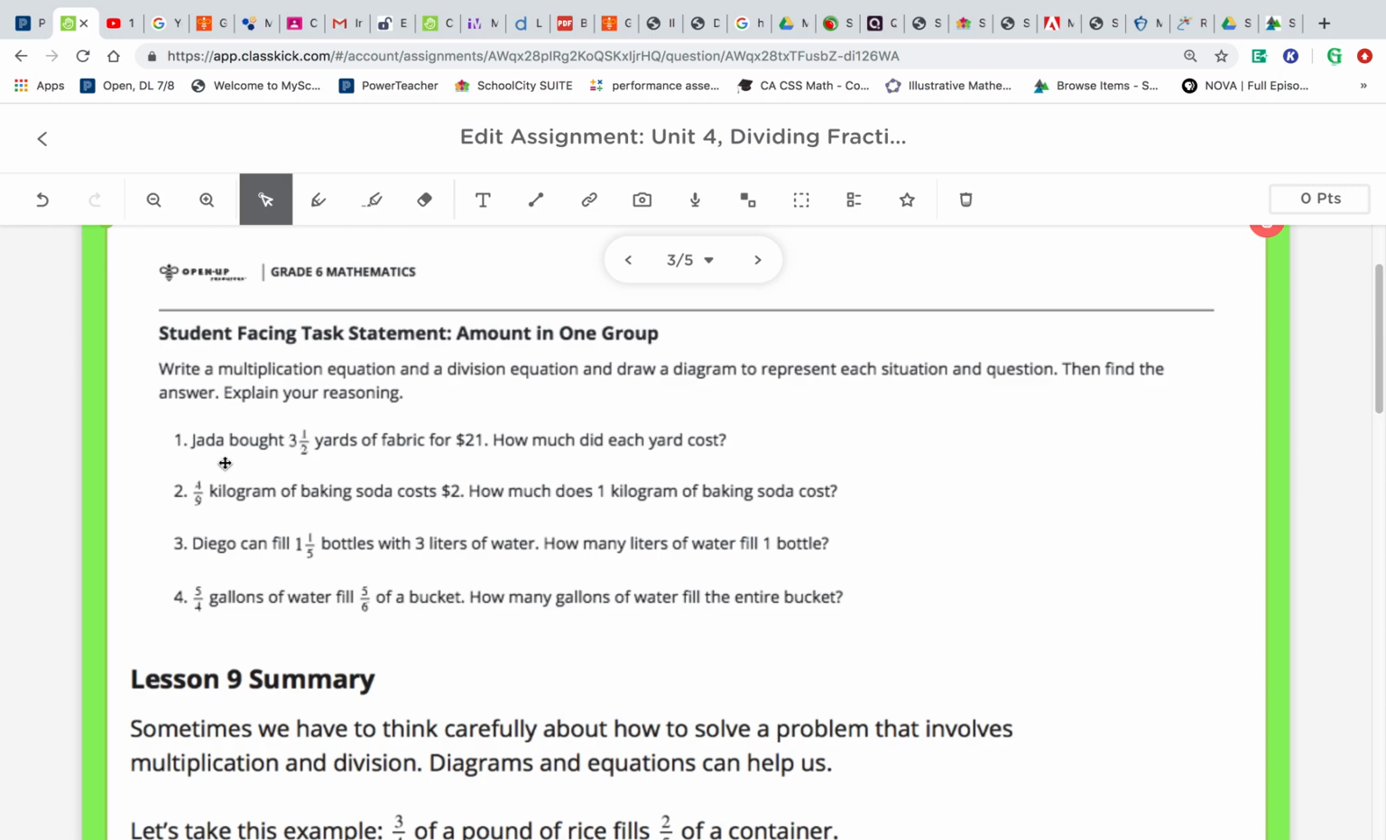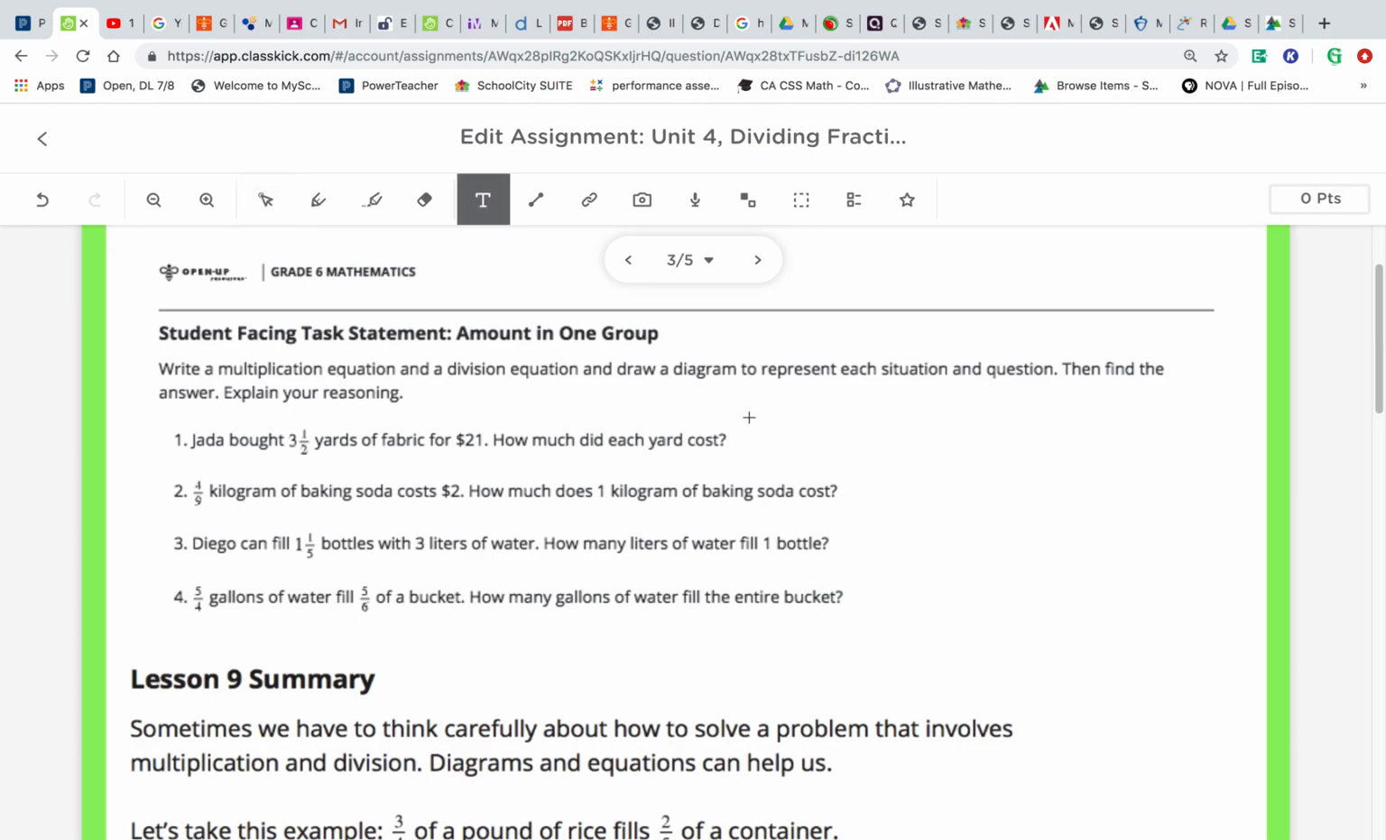Here in number 1, Jada bought 3.5 yards of fabric for $21. How much did each yard cost? Well, hopefully some of you can remember back to a previous unit. Remember when we wanted to find out how much of one something was? We would call that the unit rate or the unit cost, right? We wanted to do that, and think about how we did that. We wanted to find out how much 1 yard is. We would divide by how many yards they're talking about here. If we're talking about 3.5 yards being a certain amount, we're going to divide by the number of yards. It's going to be dividing by 3.5.